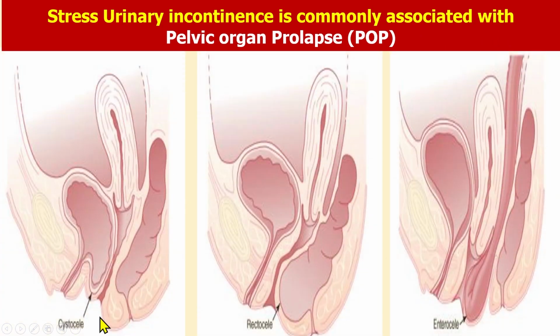So these are the different prolapses. Here you can see the bladder is prolapsed. And here you can see the rectum is prolapsed. Here is the enterocele, meaning the small intestine has prolapsed. So these are different organ prolapses which may cause urinary incontinence, stress urinary incontinence.